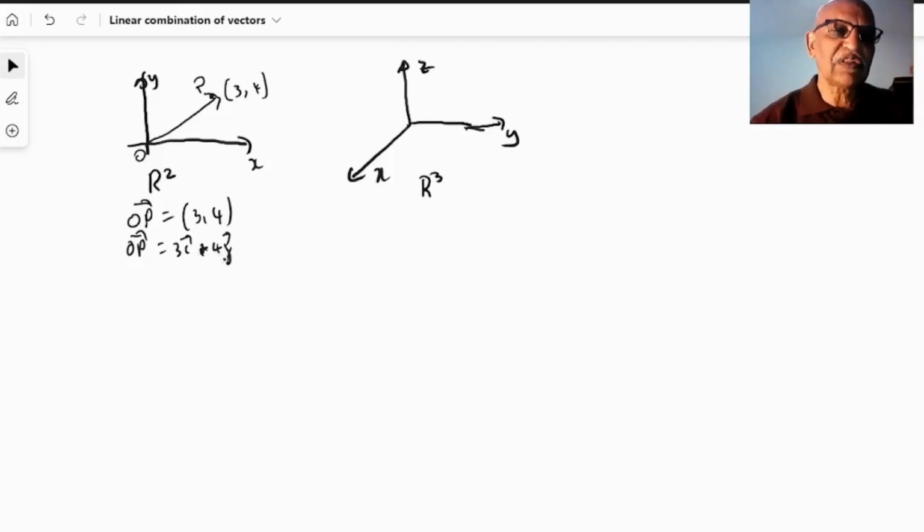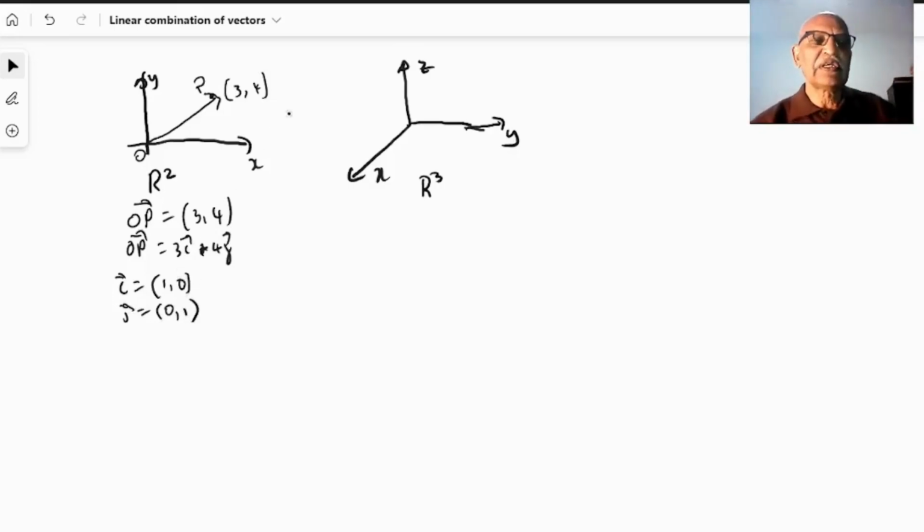i and j are unit vectors, which means the coordinates of i is 1, 0. It's on the x-axis, but it's a unit vector. j is on the y-axis, which is 0, 1. We can have three dimensions. Three dimensions means the three of them are mutually perpendicular to each other. So this solid can be represented in three dimensions. So x, y, z. We have three unit vectors, i, j, and k. These are called unit vectors.